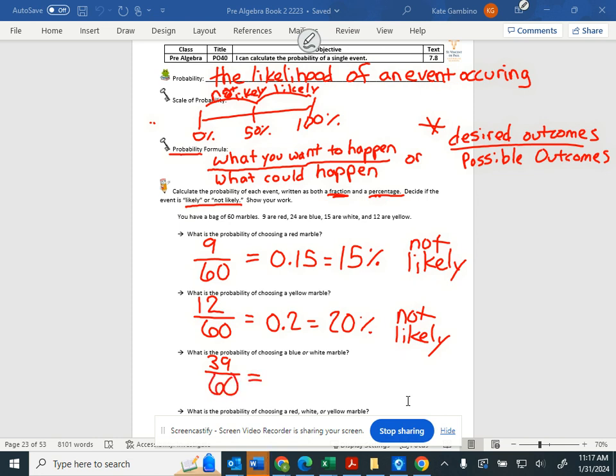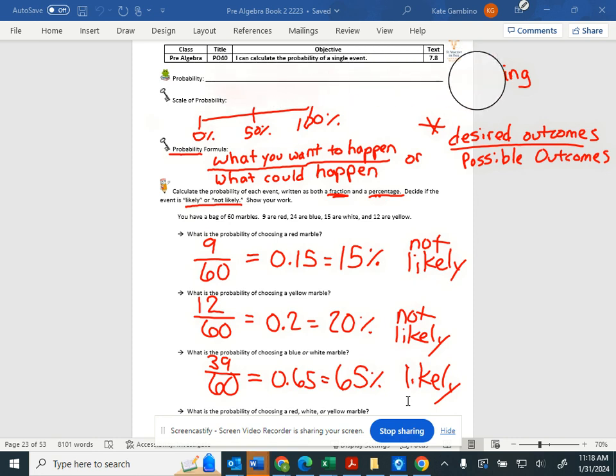So that's our fraction. What is our decimal? 0.65, but it would be 65%. And that would be likely, over 50%. It is over 50%, so that would be likely. So I'm going to erase this so I can scroll up.